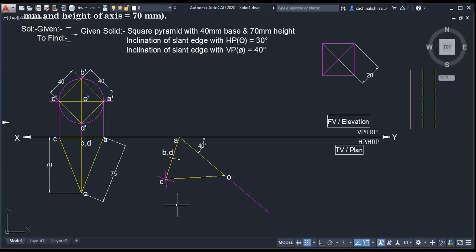Up to this, have you completed? Shall I ask one question here, a cross-checking question? What is the angle made by base ABCD with XY line? The angle made by this line with that line. How much is it? Can anybody tell? 70.